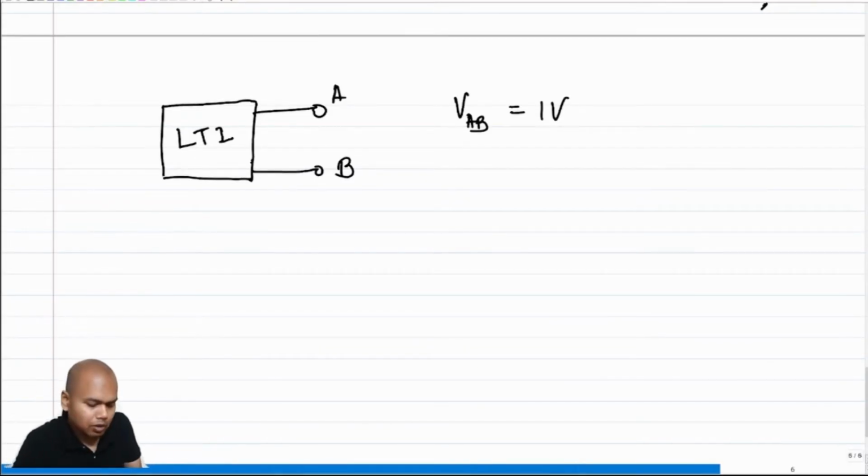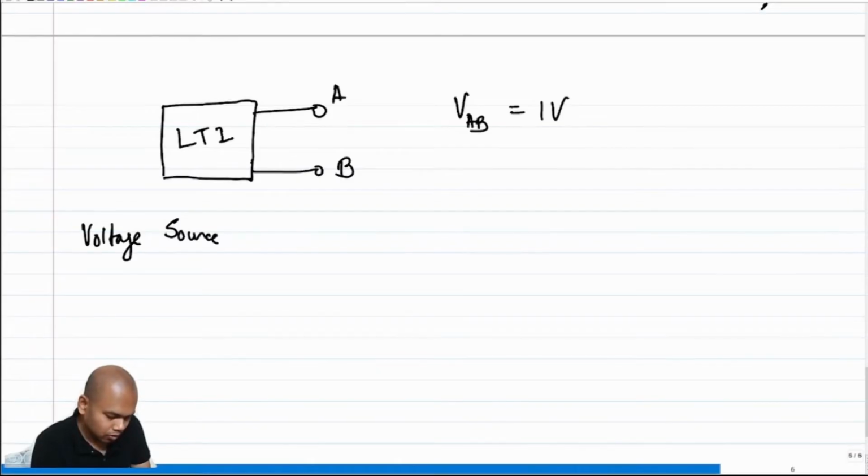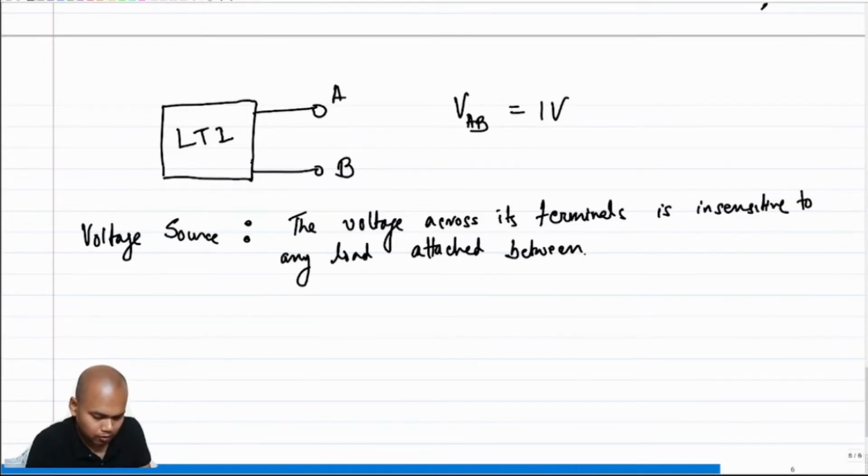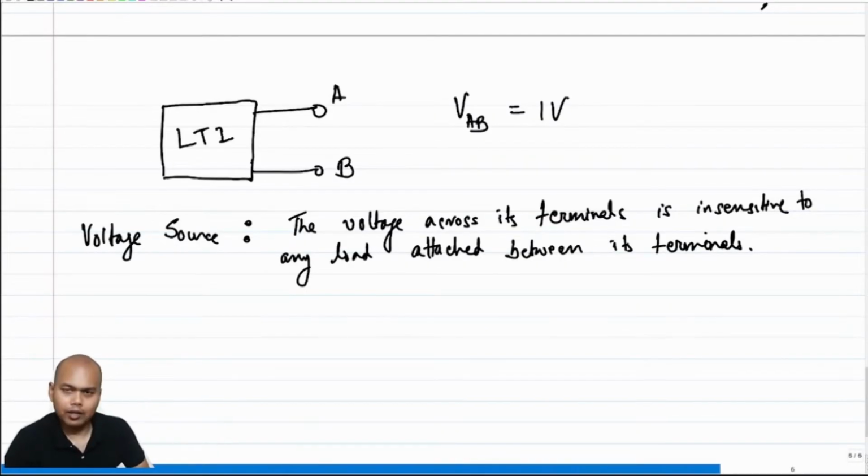I obviously cannot, because what is the property of a voltage source? So what is a voltage source? The major property of a voltage source is the voltage across its terminals is insensitive to any load attached between its terminals. Correct? This we all agree.